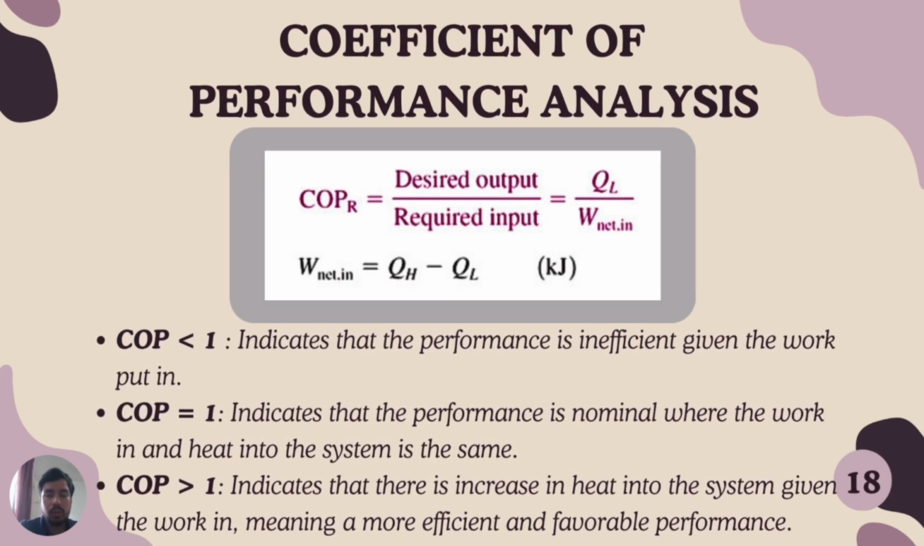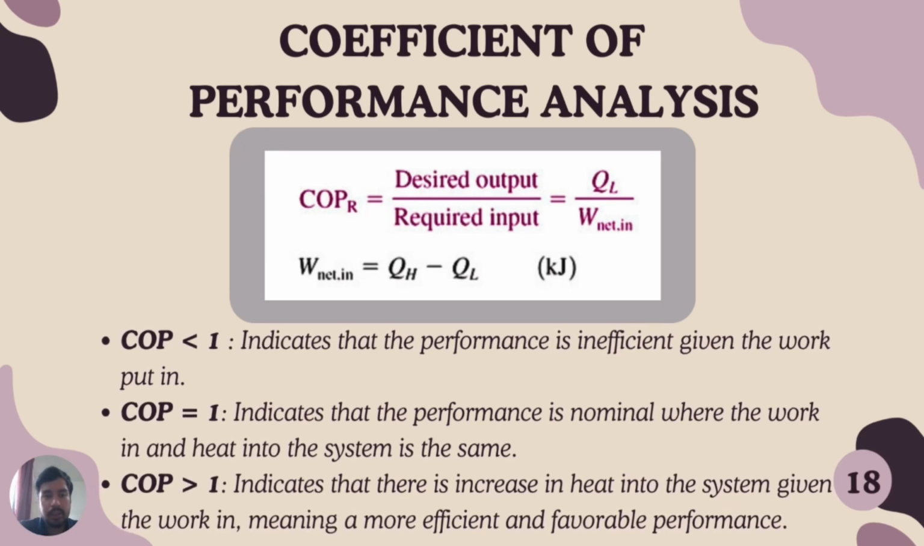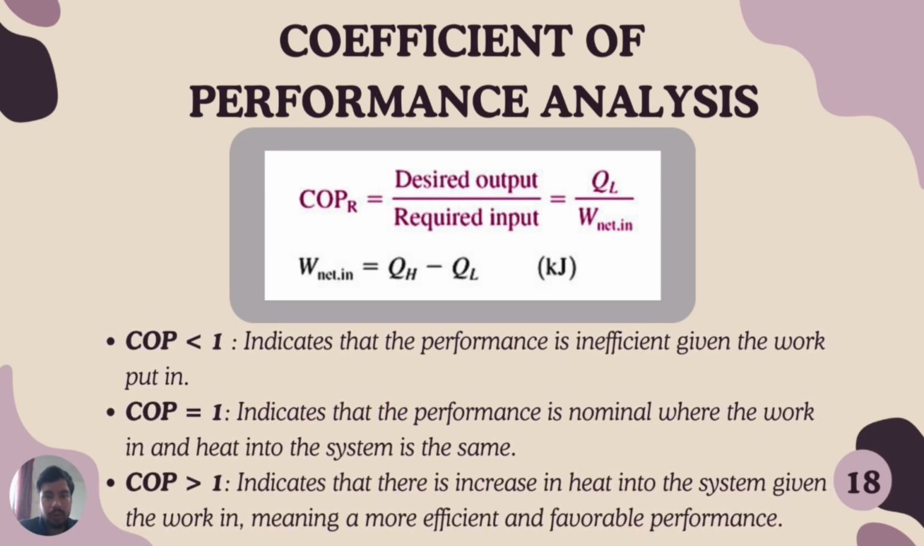Coefficient of performance, or COP, we can use it to analyze the performance of the refrigeration system. So for a COP of less than 1, it indicates that the performance is inefficient given the work we put in. When the COP is equal to 1, it indicates that the performance is nominal, where the work in and the heat into the system are the same. And then for a COP of more than 1, it indicates that there is an increase in heat into the system given the work put into the system, meaning a more efficient and favorable performance.